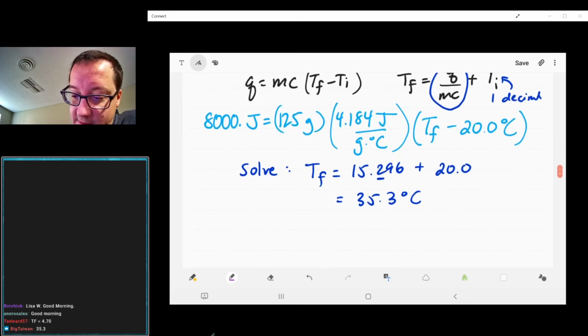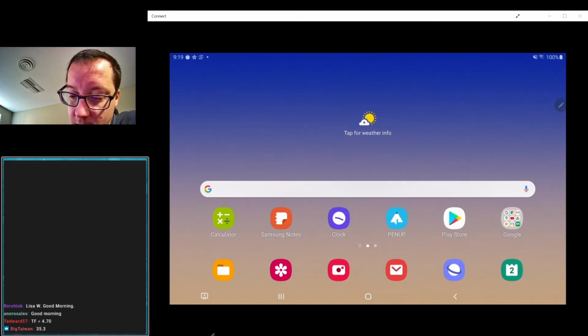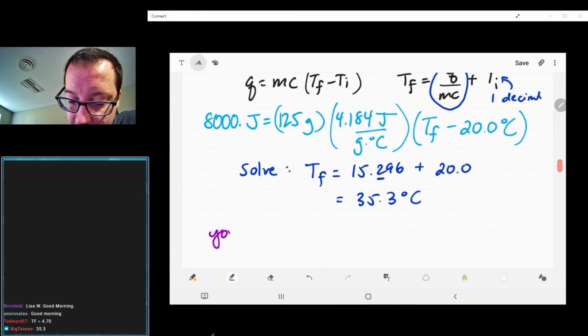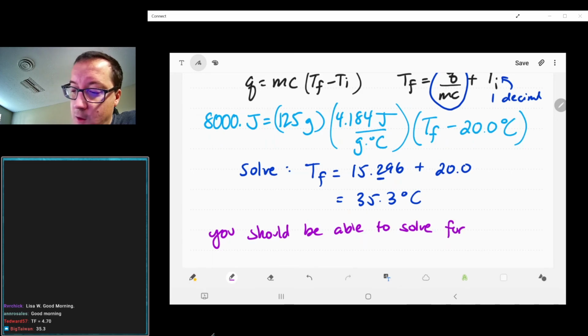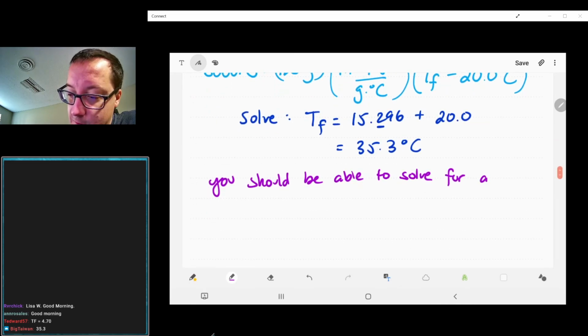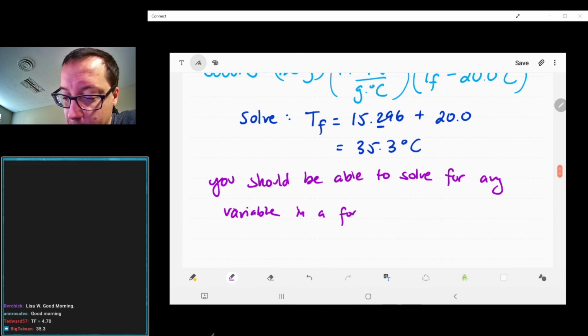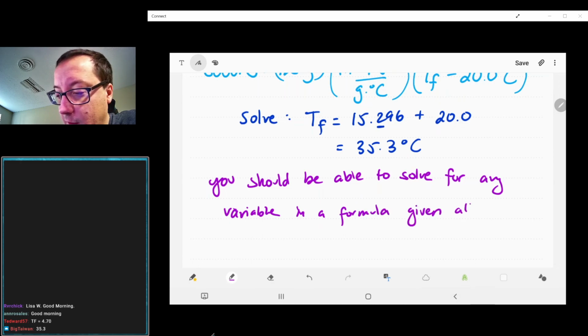But suffice it to say, you should be comfortable to solve for any variable in a formula given all the others.